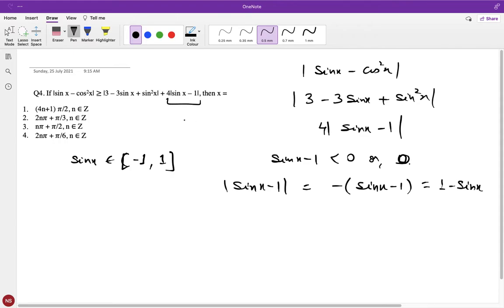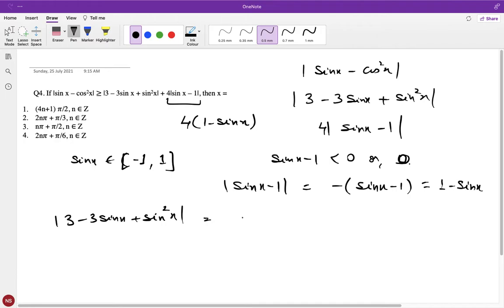So this becomes what? 4 into (1 minus sine x). We have removed that nasty mod sign from here. Now I want to remove it from here as well. 3 minus 3 sine x plus sine square x.